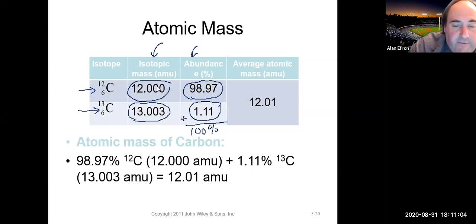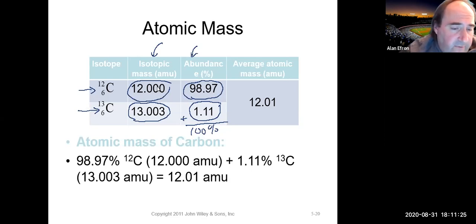If I were to add up these percentages here and I got only 50%, that would tell me that there is 50% something else that's carbon that should be there as well. There's another isotope, maybe another two isotopes that are there. But here, because we do add it up, it comes to about 100%. We do know that that is essentially all the naturally occurring isotopes.